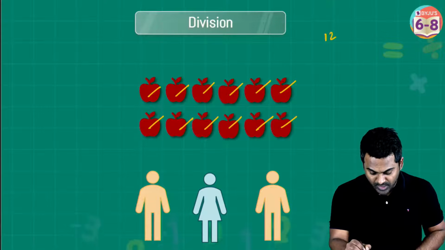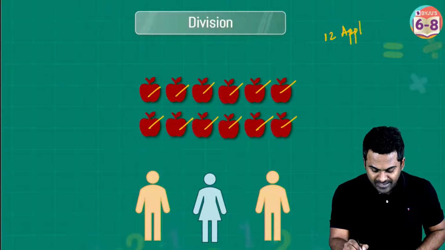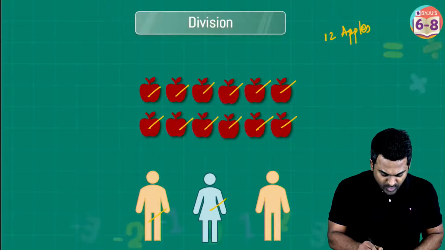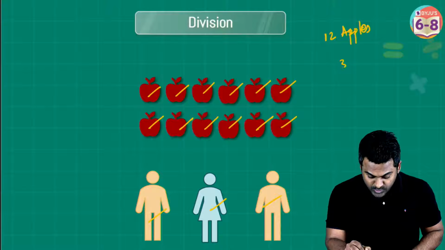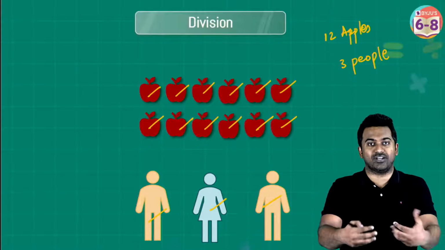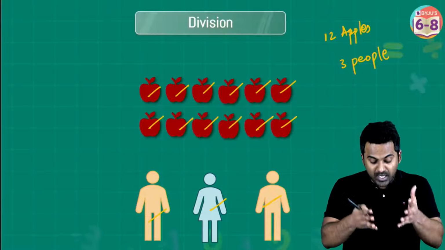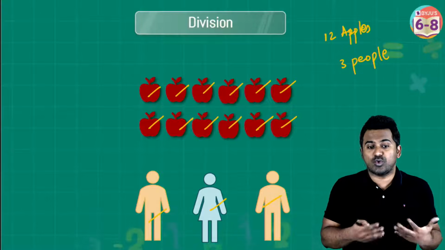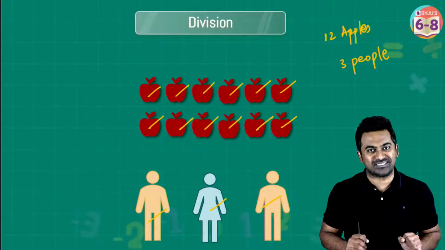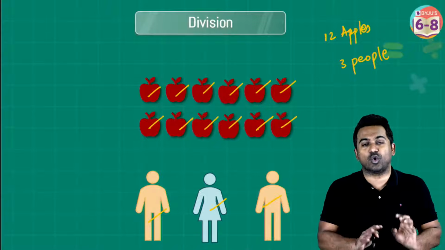Okay, let me write that down. So I have 12 apples. And how many people do you see here? 1, 2 and 3. So there are 3 people. So these 12 apples have to be divided or distributed among these 3 people. So when I do that, each person is going to get how many apples? That's the purpose of division. You divide or you distribute.